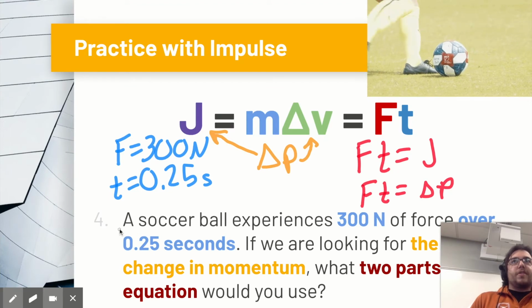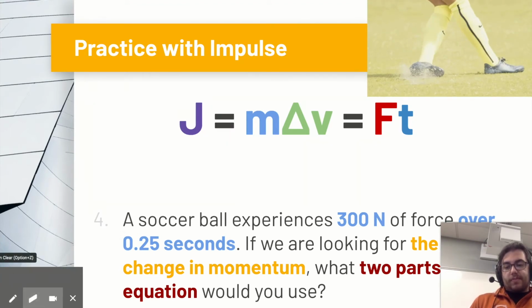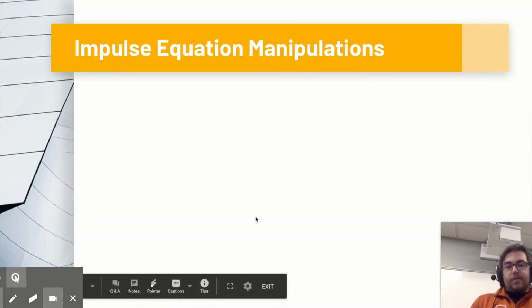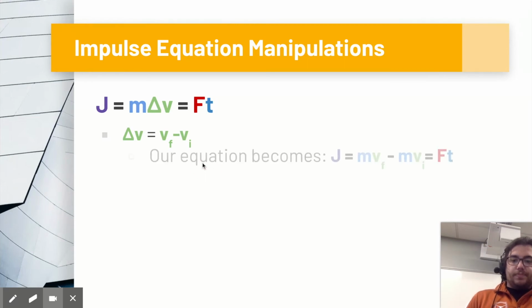So with these past four problems, I just want to do a quick overview of what we just covered that you might want to write down. And by might want to, I mean definitely write this down. So we know J is equal to M times delta V. And we also know it's equal to F times T. That whole formula that you see up there is what you will see in the formula sheet. We also know delta V is equal to VF minus VI.